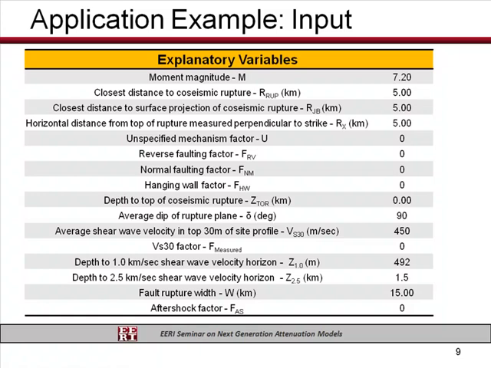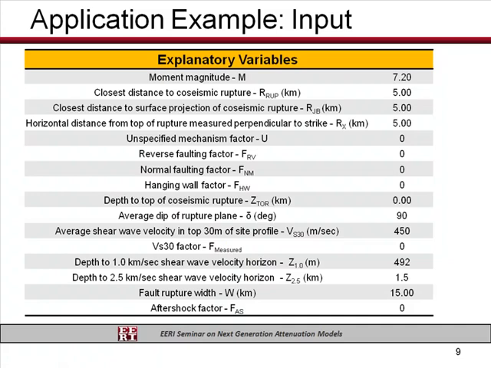And like I said, since our fault ruptures to the ground surface, depth to top of rupture should be set to 0. Our average shear wave velocity is 450 meters per second, and since it's estimated and not measured, F measured should be set to 0 and not 1.